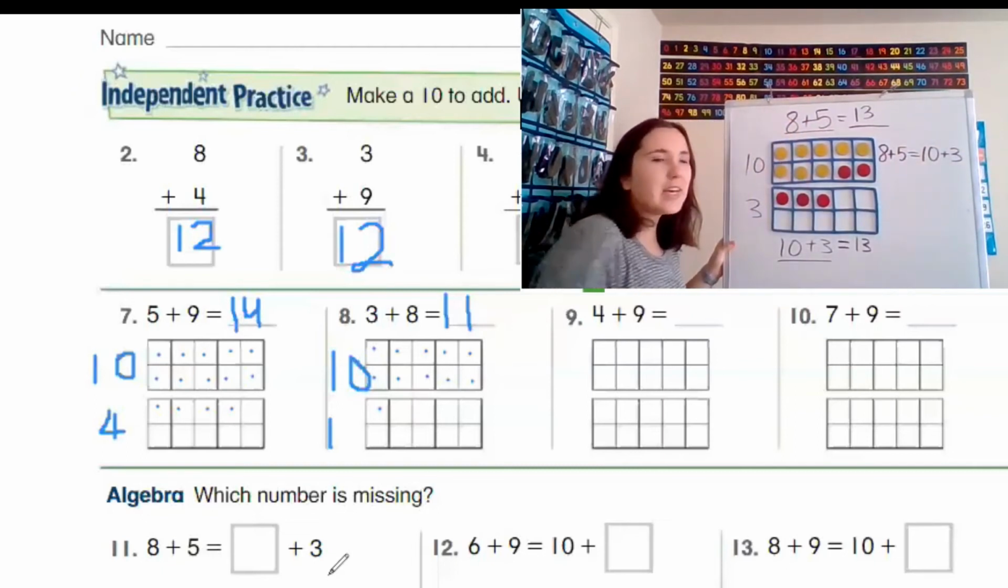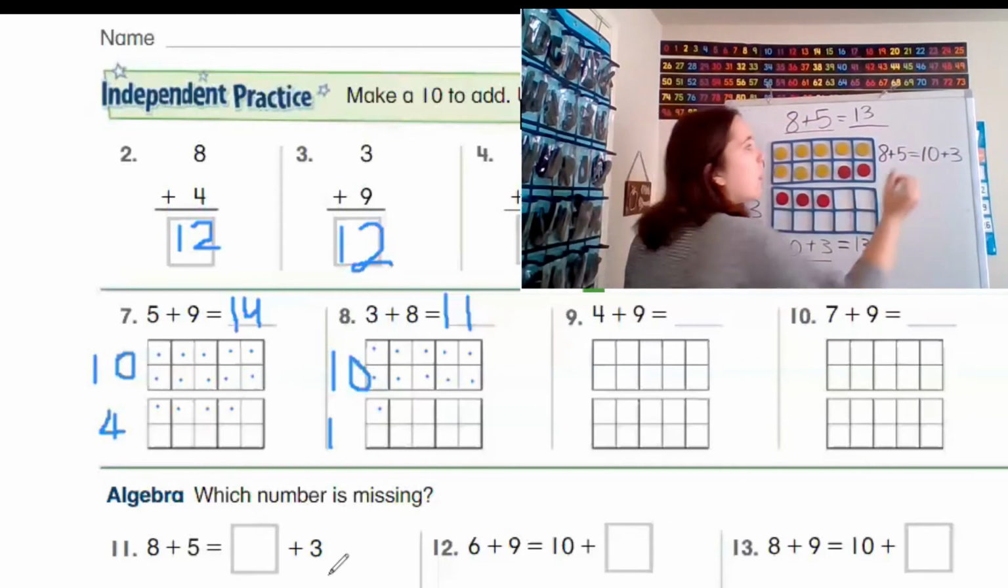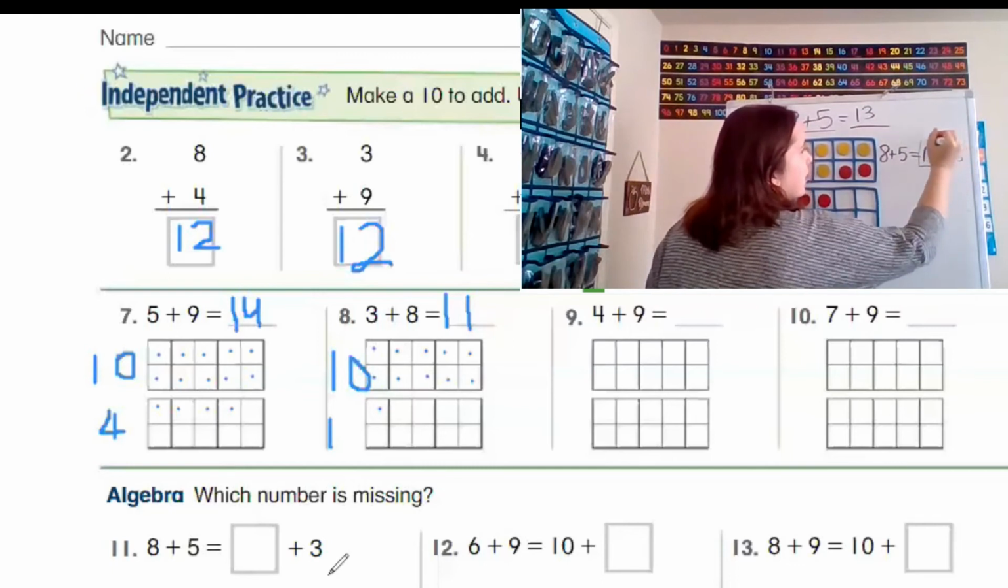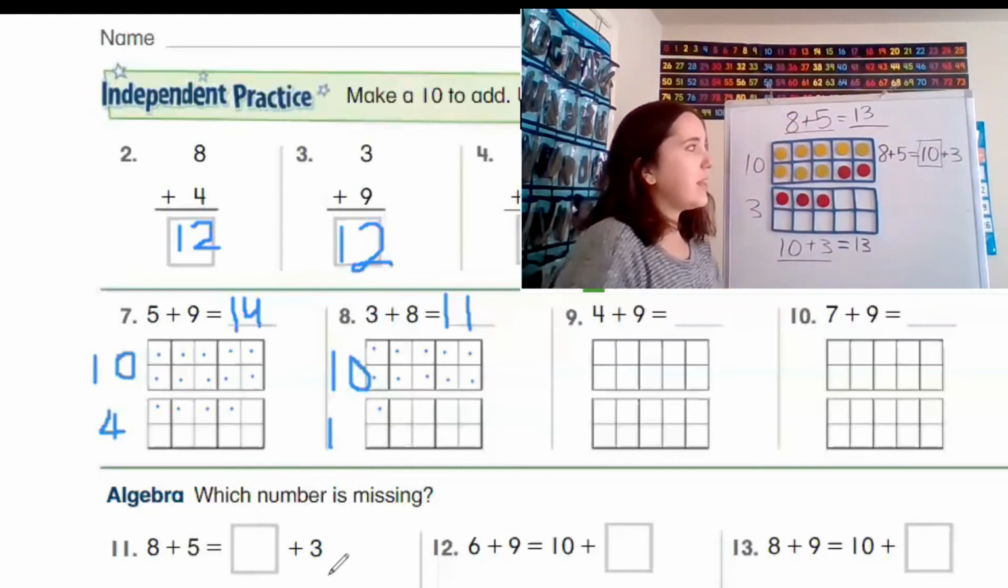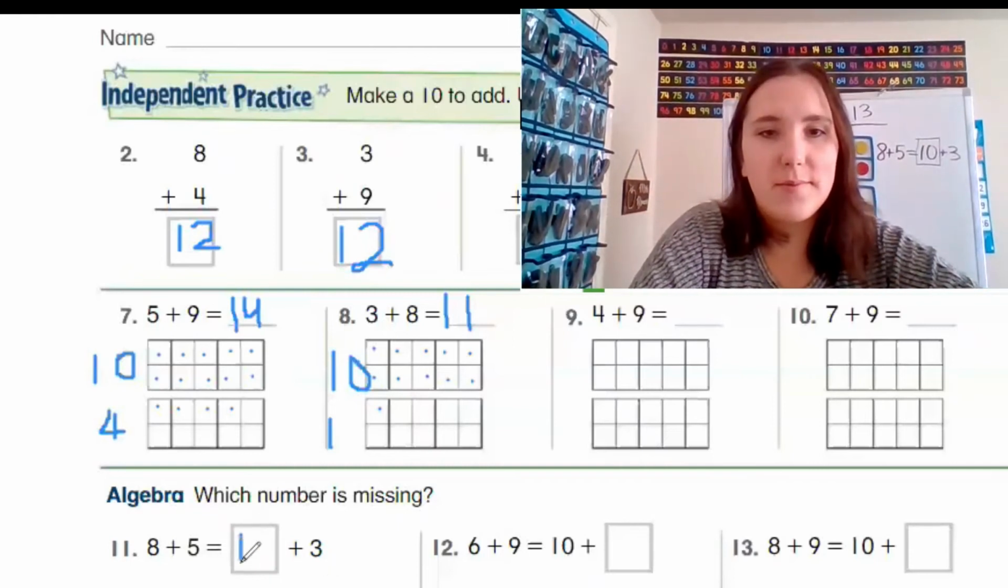Now, I don't know about you guys, but this part looks almost the same as what we have on our paper, doesn't it? On our paper, we just have a box here. Well, what number should we put in that box, do you think? A 10. So go ahead, let's write our 10.